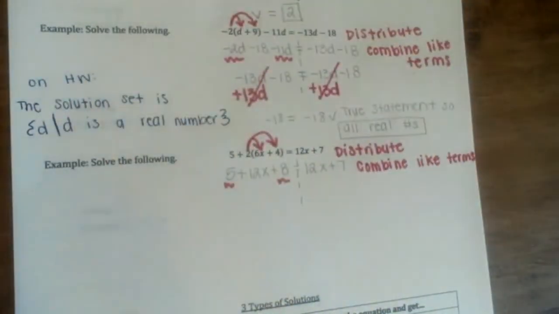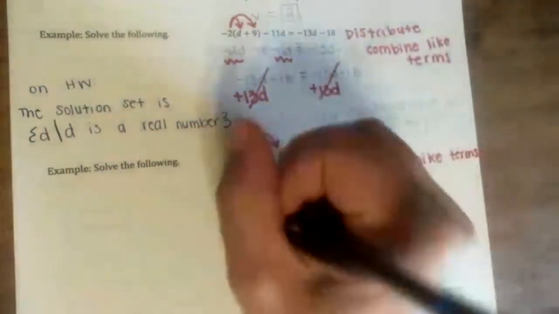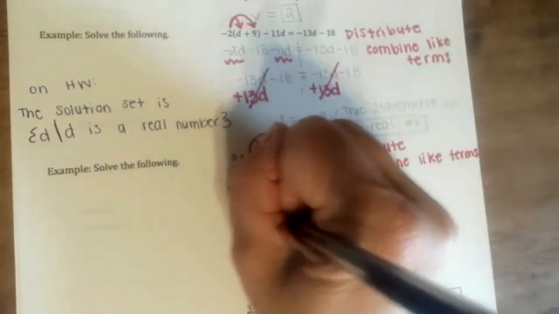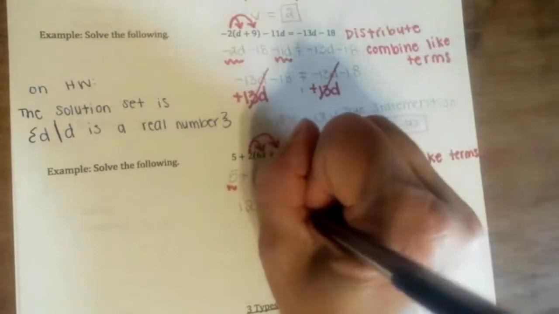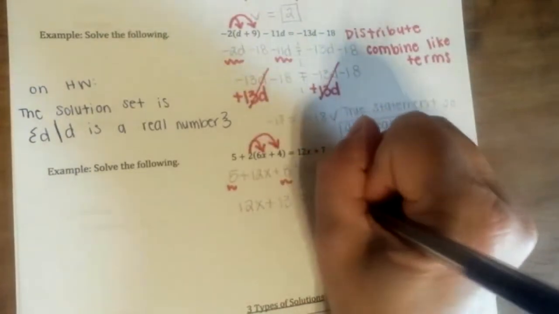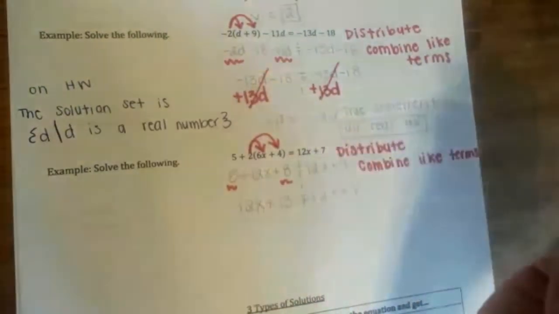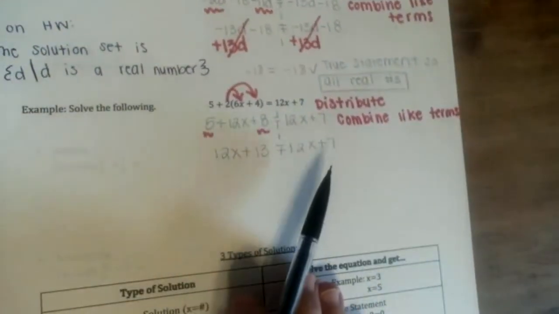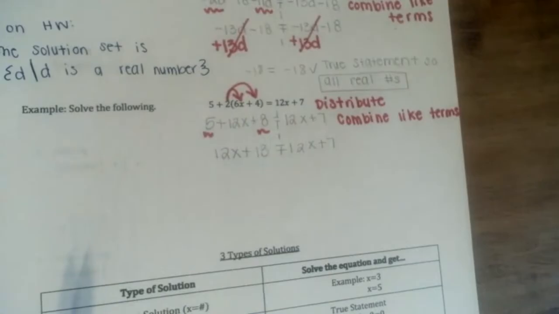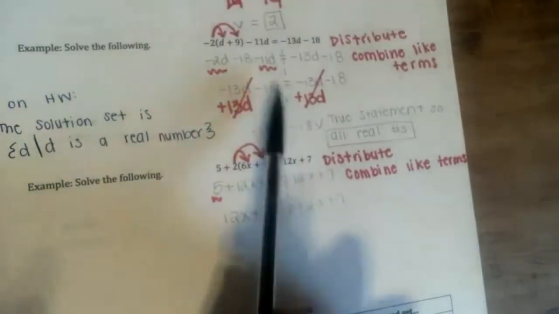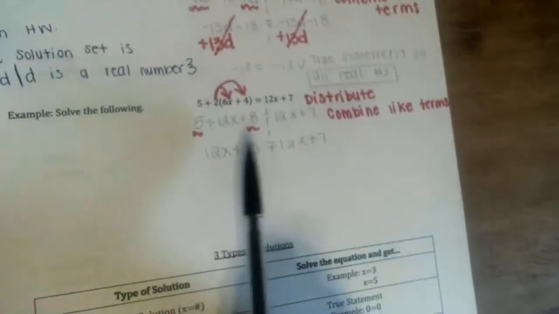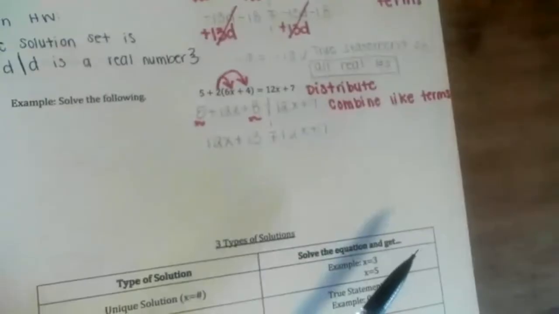So we're left over with 12x plus 5 plus 8. 5 plus 8 is 13 equals 12x plus 7. Now you might look here and be like, okay, 12x plus 13 is not going to equal 12x plus 7. They're not the same thing. But you're right. Just like we said up here, once you see that it's a true statement, you could stop and say, okay, it's a true statement. It's the same thing on both sides. Let's keep going. This is a little bit harder to tell, so let's keep going.